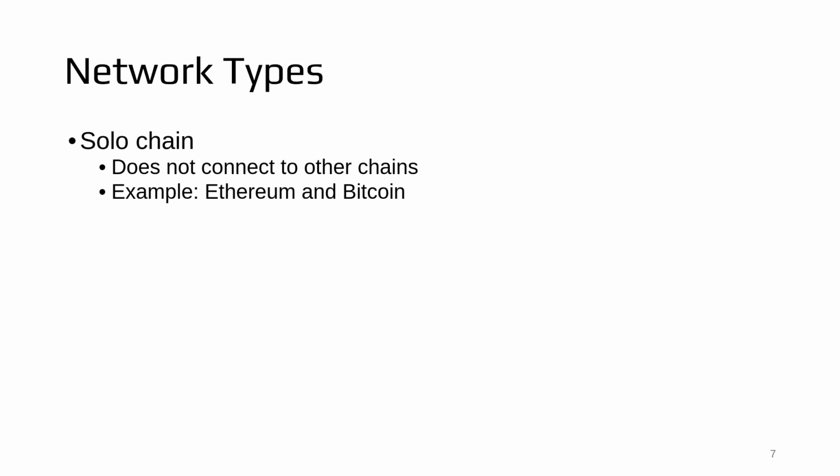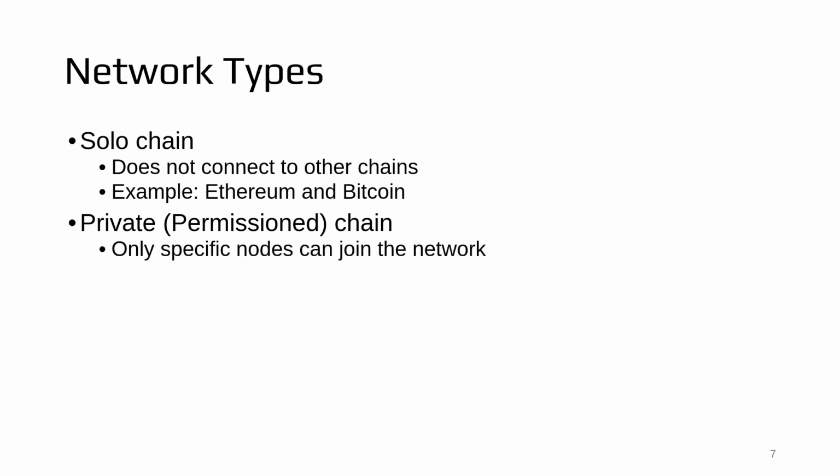So there are four network types that you can deploy using Substrate. The first one is a solo chain, which is just a chain that exists on its own and doesn't connect to any other chain. For example, Bitcoin and Ethereum are solo chains. There's also a private chain, where only nodes that have permission can join the network. Ethereum and Bitcoin are obviously public blockchains. Any node can join the network.